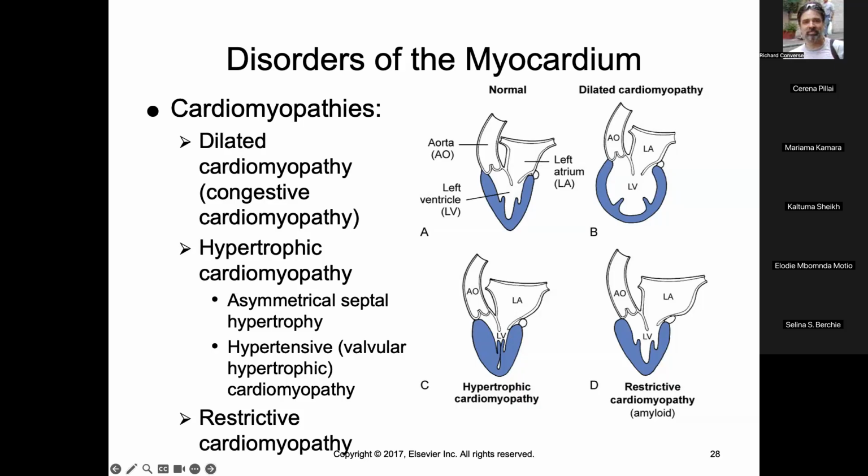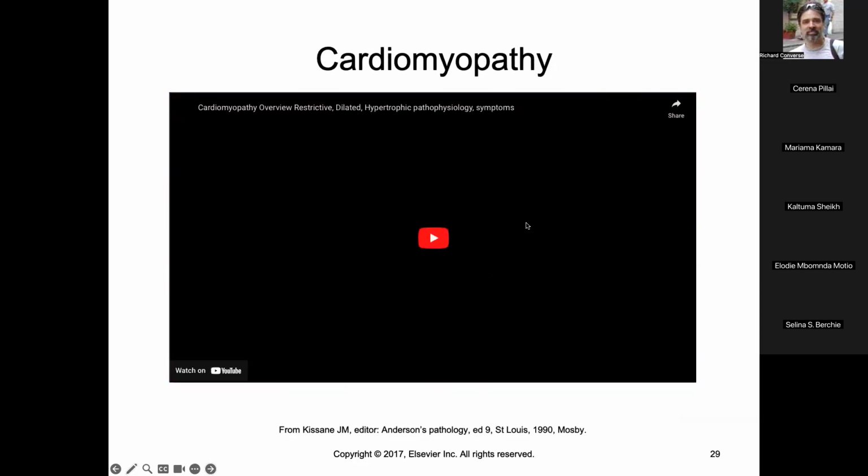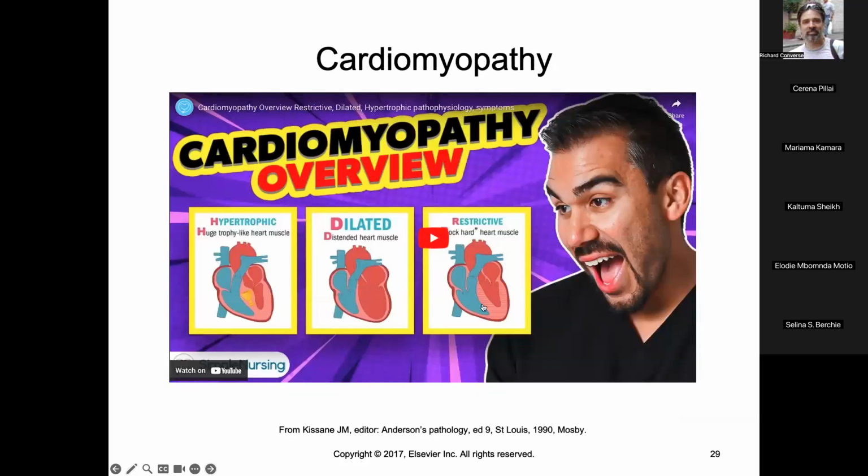And then restrictive cardiomyopathy or amyloid cardiomyopathy, again, you can see the thickened walls and the result of working against, again, greater resistance, okay, is due to amyloid plaque buildup. All right. We're going to break this down further in the overview here. So let's take a look.